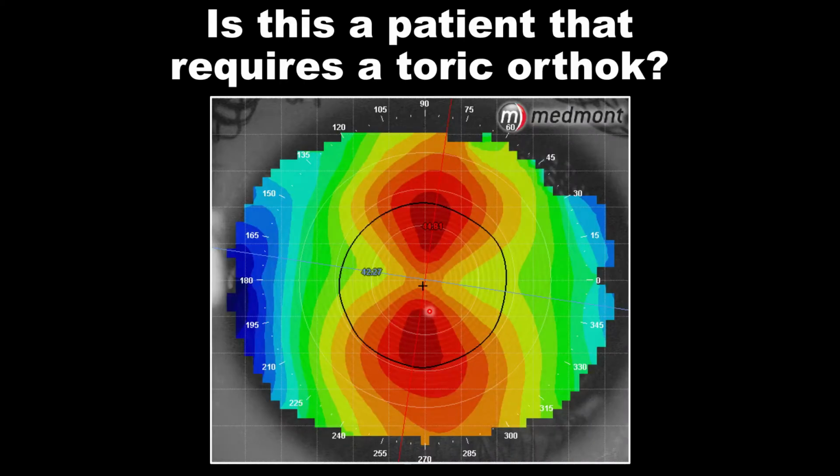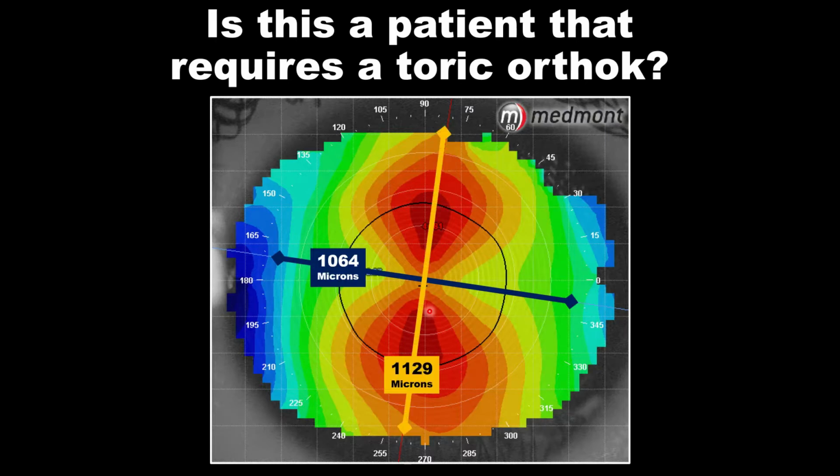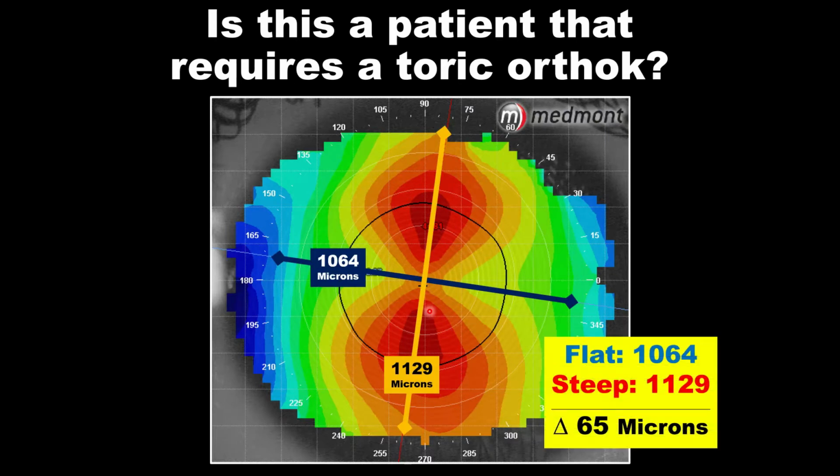So if we take this eye, we measure the flat across an 8 millimeter chord. This patient has a height of 1,064 microns. Let's go to the steep meridian. We're at 1,129. If we subtract the two from each other, the depth difference is 65 microns.